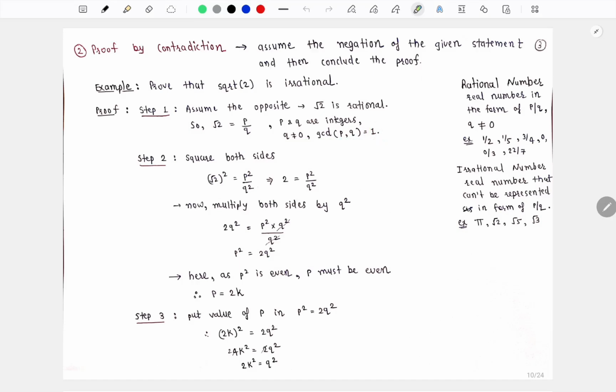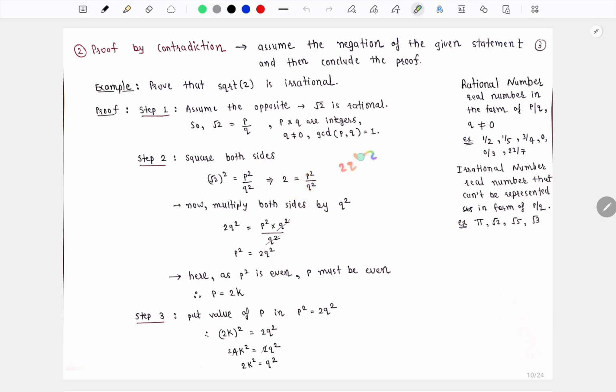Now in step 2, we have to square both sides of the first step. So root 2 squared is equal to p squared divided by q squared. If we square root 2, we will get 2. So 2 is equal to p squared divided by q squared. Now we can do the cross multiplication, or we can say 2 multiplied by q squared, meaning both sides we have to multiply by q squared, or either we can do the cross multiplication.